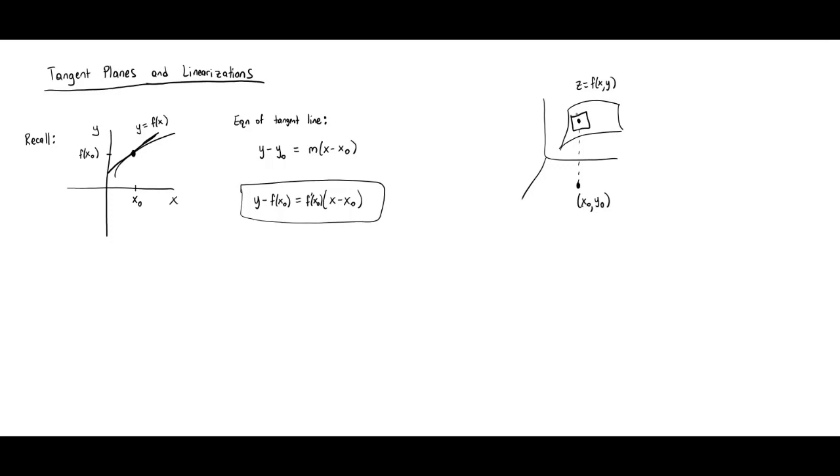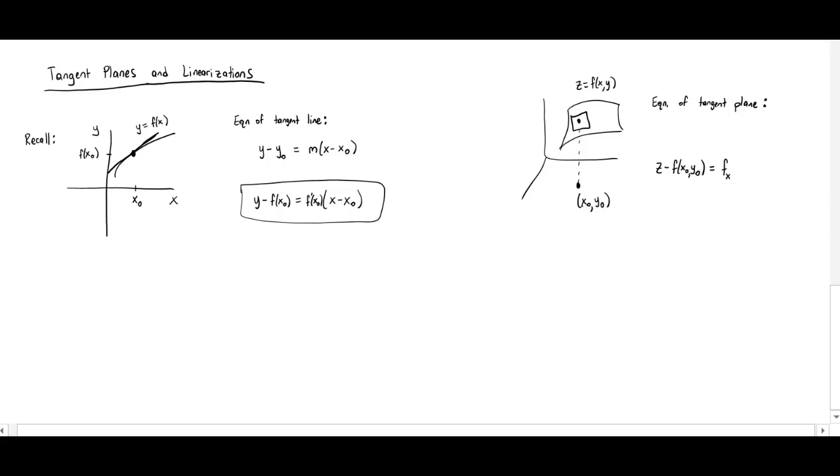And to get the equation of the tangent plane, it's very similar to this, but on the left-hand side, instead of having y minus f of x naught, we're going to have a z minus f of x naught y naught. And then on the right-hand side, instead of having f prime, we're going to have the partial with respect to x.